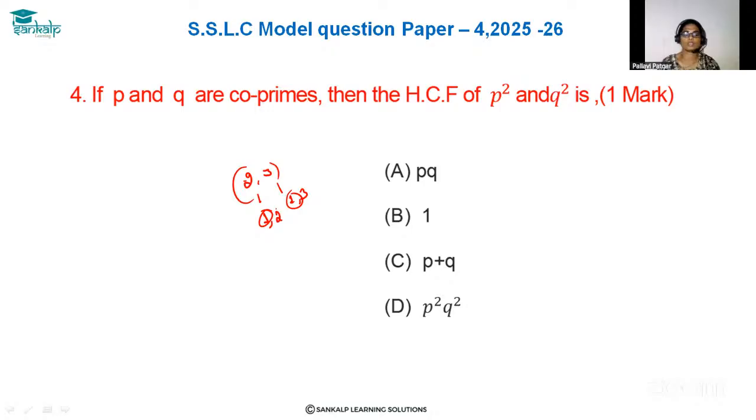Okay, so p square and q square will also only share the one factor, that is 1. So the HCF of p square and q square is also 1. Okay, so in the given options, D, 1, is the correct answer.